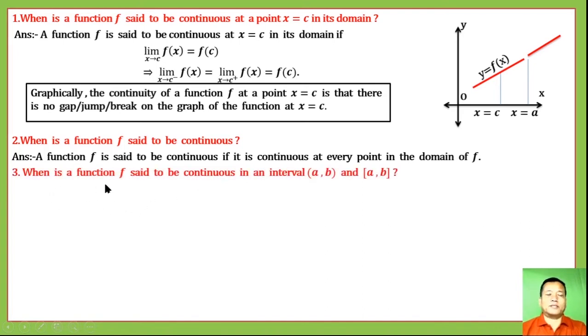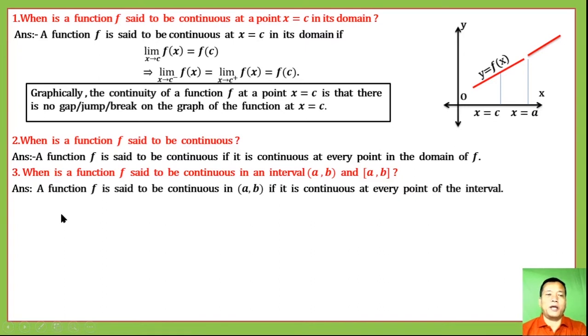When is a function f said to be continuous in an open interval (a, b) and closed interval [a, b]? Let us define. A function f is said to be continuous in open interval (a, b) if it is continuous at every point of the interval.